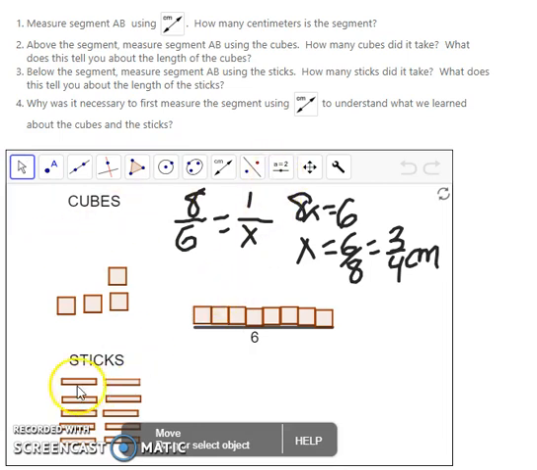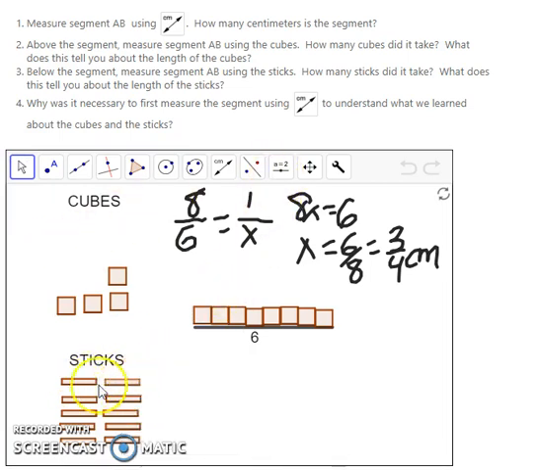Alright, so now let's move on to the sticks. So I'm going to do the same thing. Here I'm going to move the 6 out of the way. Move this 6 out of the way. So I'm going to use sticks to measure. And here's 1 stick. I get my 2nd stick. Get my 3rd stick. And I get my 4th stick. I'd be like, well, that's pretty darn good.